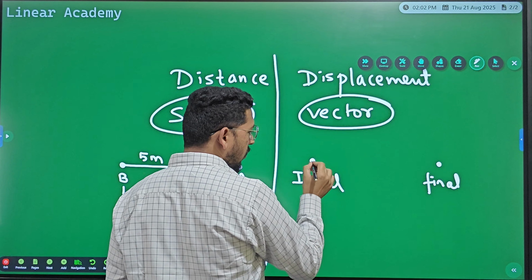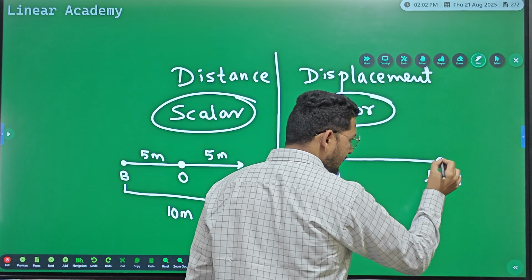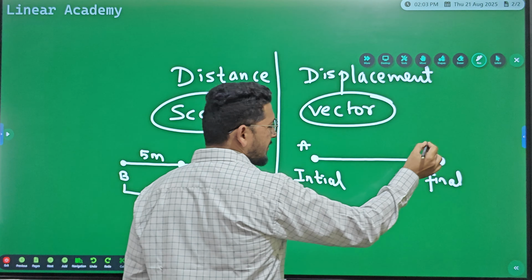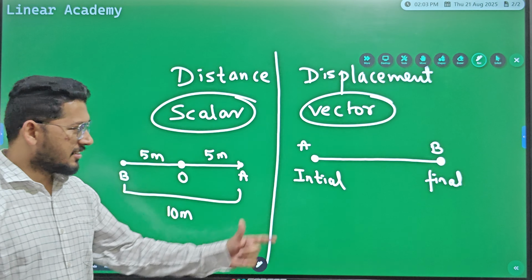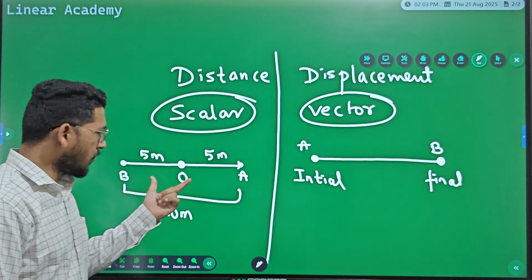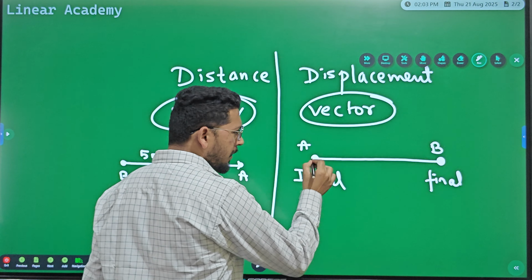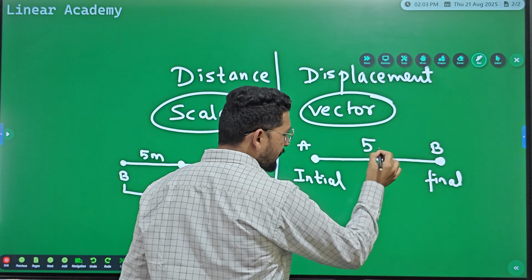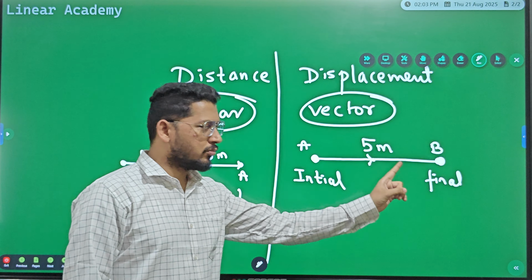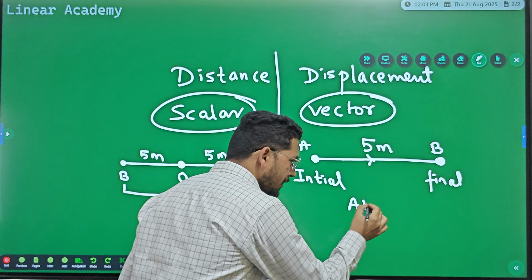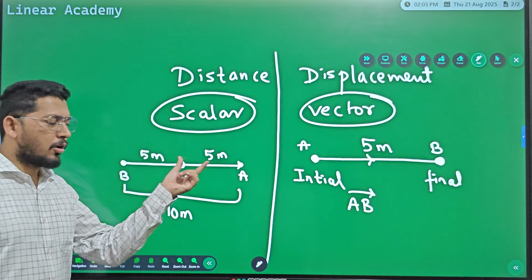If any object or particle travels from the initial point and ends up at the final point, then this is called displacement. Displacement is the shortest distance and distance is the longest. Suppose a particle is moving from A to B, which is 5 meters, and the direction is also given, which is called AB bar, a vector quantity.